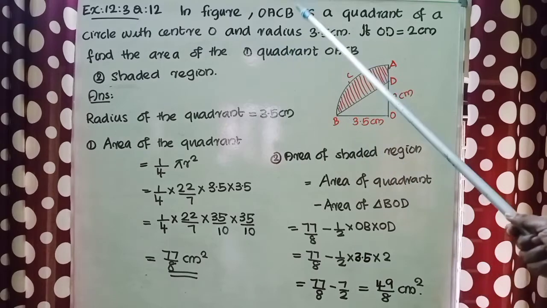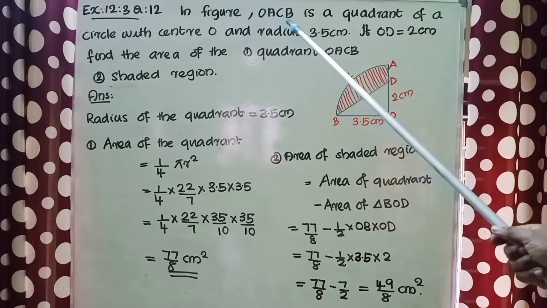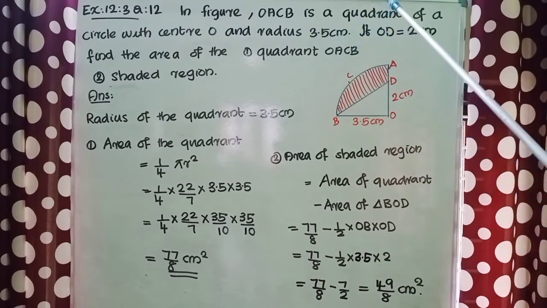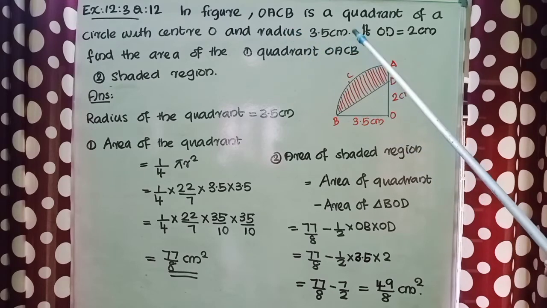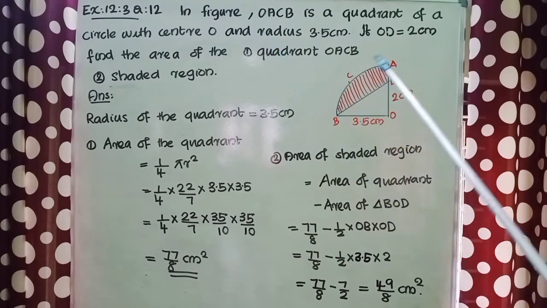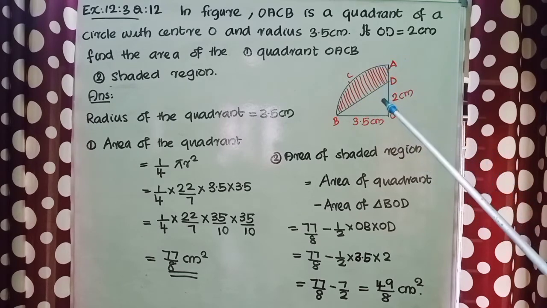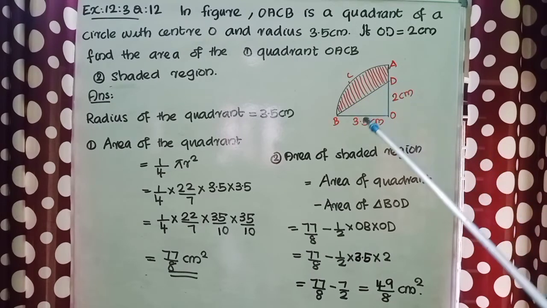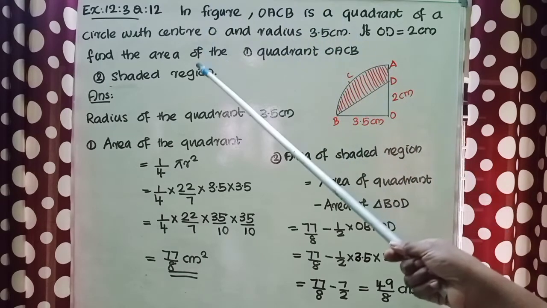In the figure, OACB is a quadrant of a circle with center O and radius 3.5 cm. If OD equals 2 cm, find the area of the quadrant OACB and the shaded region. So here is given the figure, the quadrant OACB with the radius 3.5 cm and there is one triangle BOD. We need to find out the area of the quadrant and the shaded region.